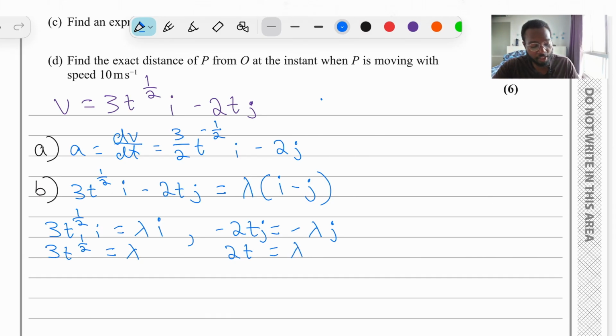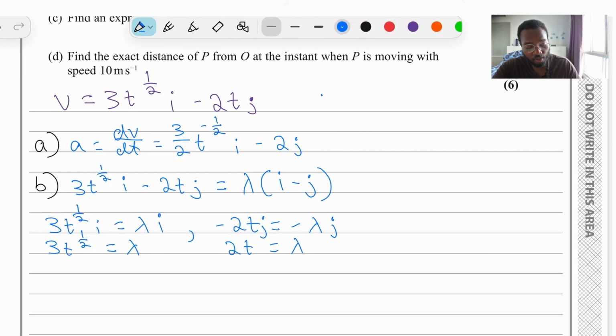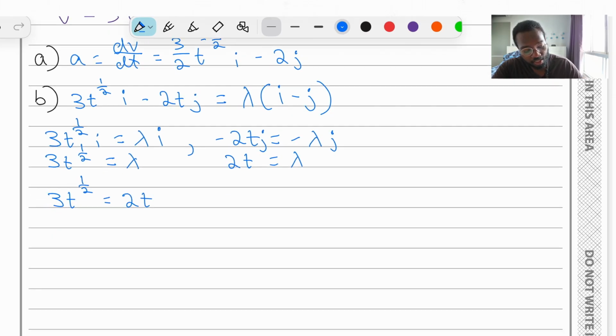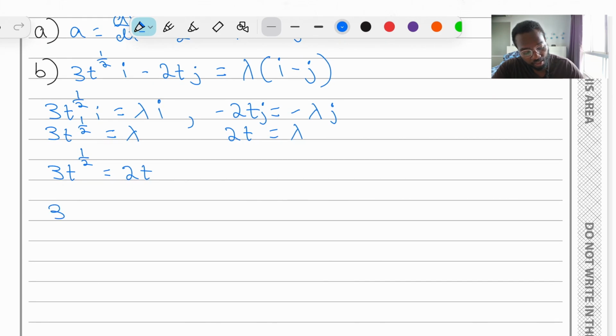So now that we've got 3t to the power of a half is equal to lambda, and we've also got 2t is equal to lambda, well, that's just simultaneous equations, because both those lambdas have to be the same value. Therefore, we can equate them together, which means that we would have 3t to the power of a half is equal to 2t. And now we can just work out what t is. So let's bring all the t's to one side, so we get minus 2t over here equal to 0. Take out a factor of t.